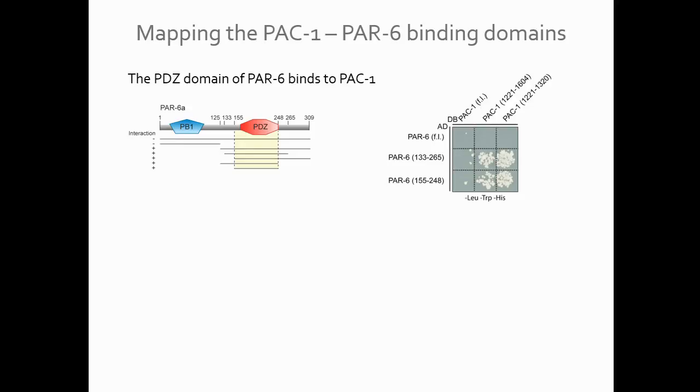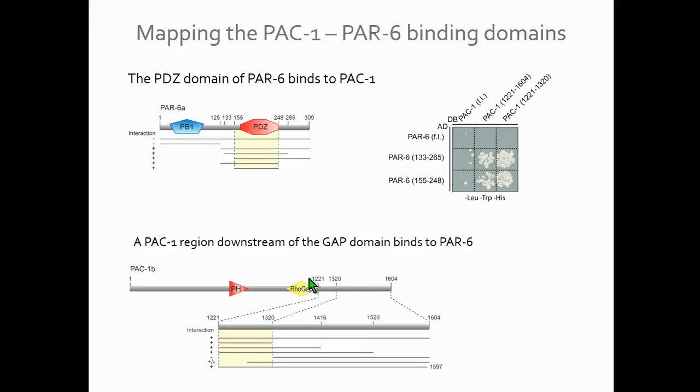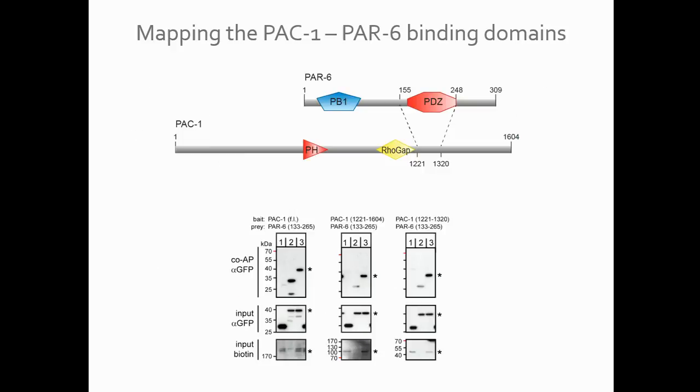Our yeast two-hybrid data told us already, and we refined this a little bit manually, that the PDZ domain of par6 binds to PAC1, and it binds to this region just downstream of the RhoGAP domain of PAC1. So this is a case where PDZ binds an internal site on the protein. Often it binds to the C-terminus. That's not the case here. We confirmed these interaction domains by affinity purification from tissue culture cells.